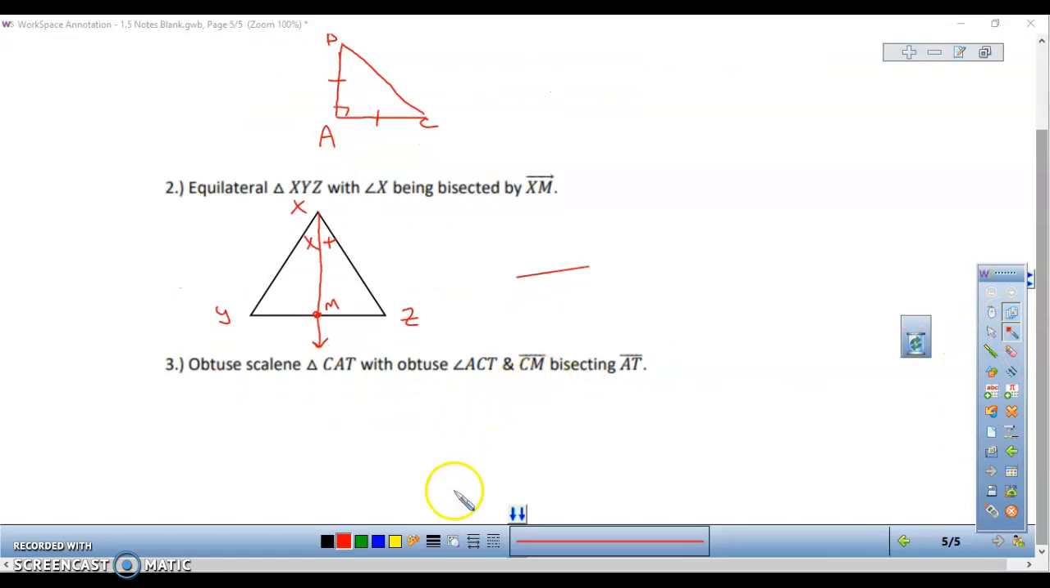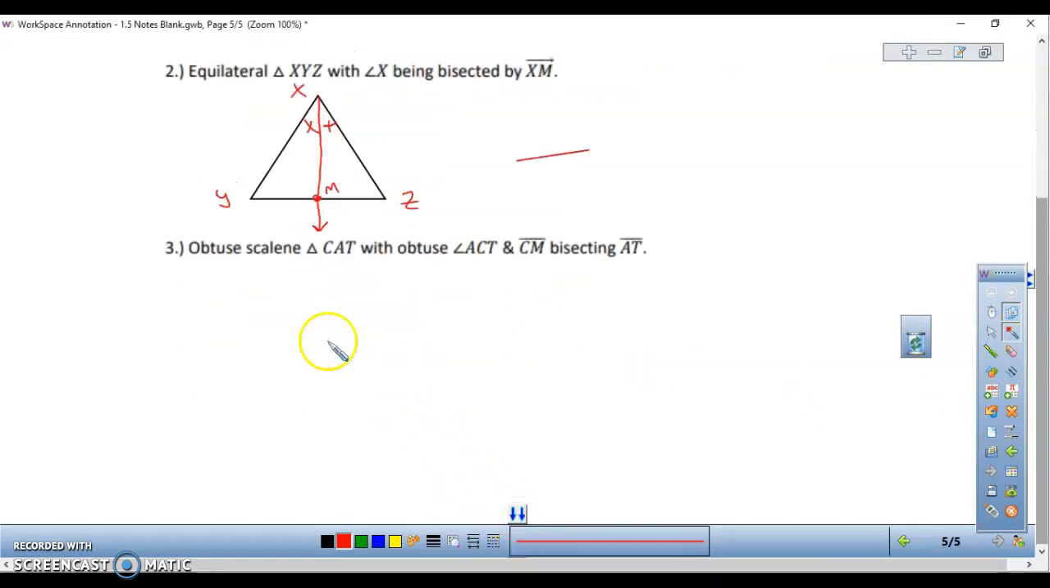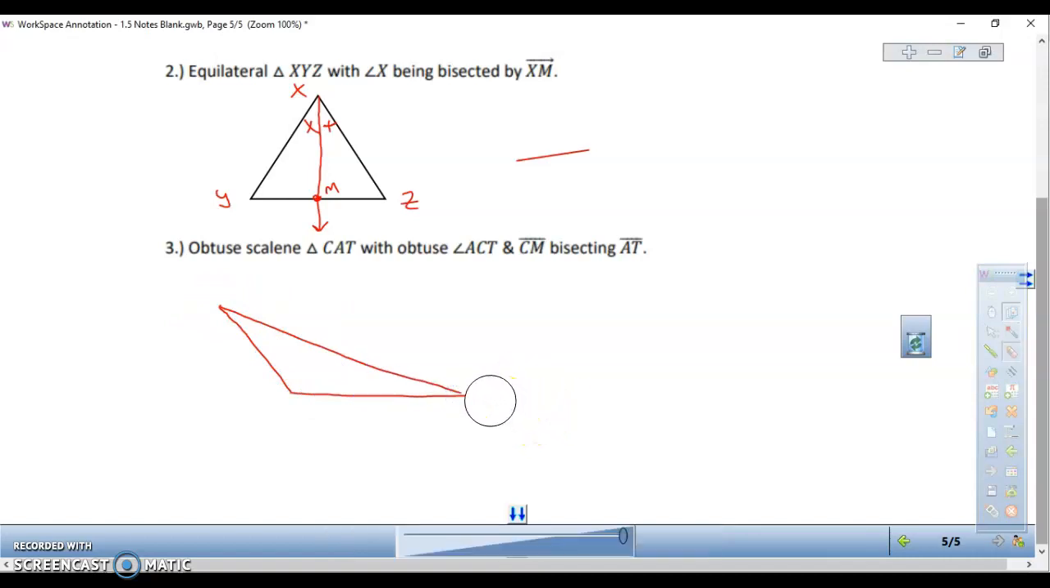And then the last one here is obtuse scalene triangle, CAT. So I want it to be obtuse. I want all the side lengths to be different. That's pretty good, I guess. Nothing looks the same. We can't assume they're the same if I don't mark them congruent, so that's good enough. Let's see, I want obtuse angle ACT, so for sure that big fat one's got to be ACT. And I also want segment CM to bisect segment AT.